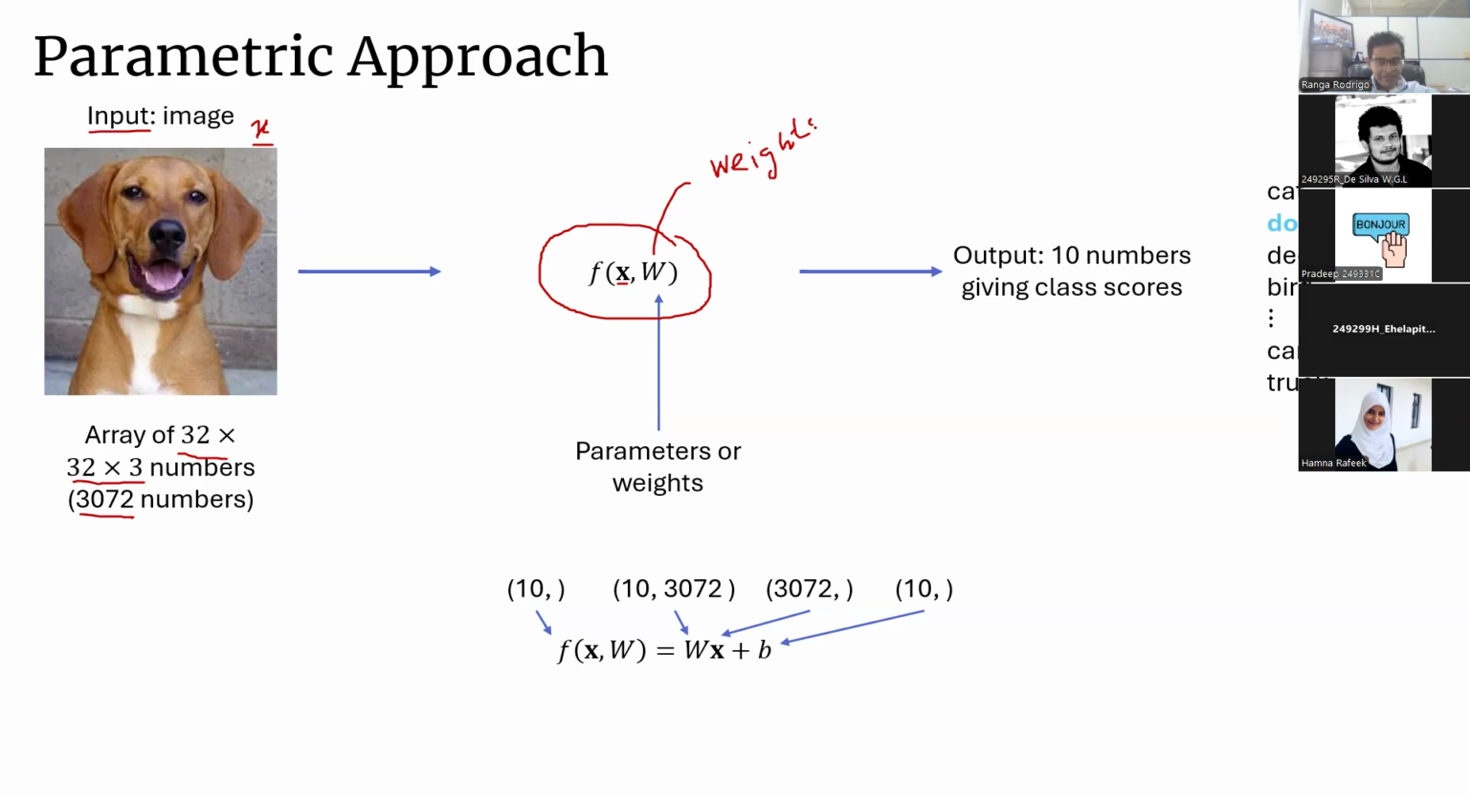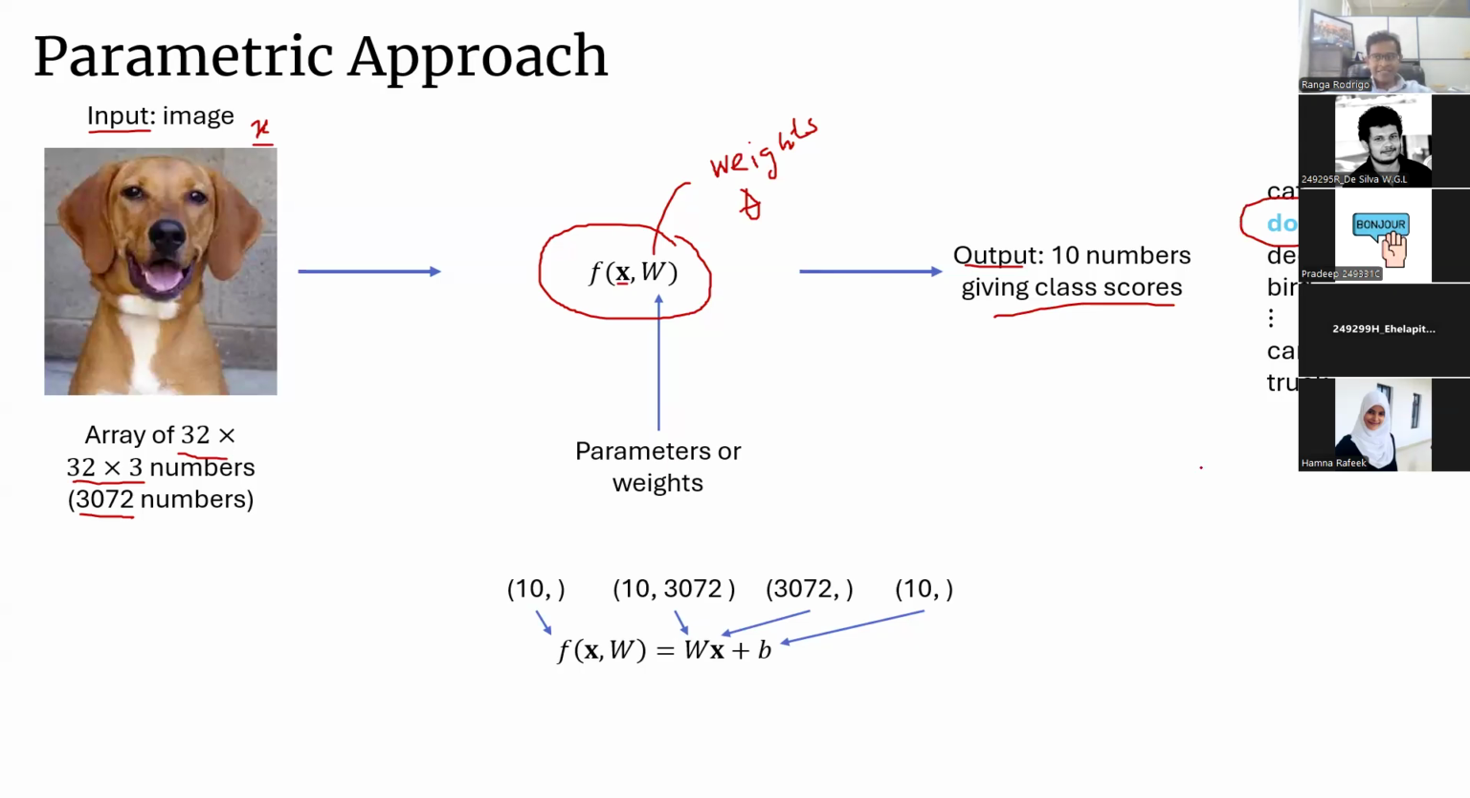Different people use different terms. Some people use theta for this. We use W. So it gives a score to the dog. So it outputs 10 numbers giving class scores. It will give a cat score, dog score, deer score, bird score, car score, truck score. So hopefully the dog score should be the highest.